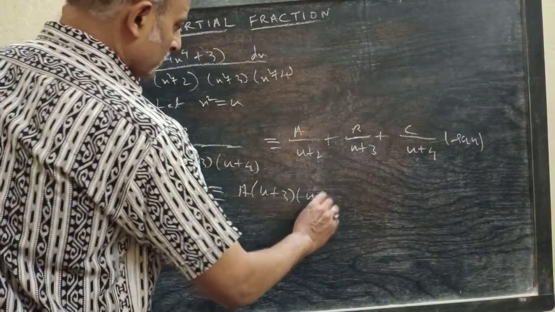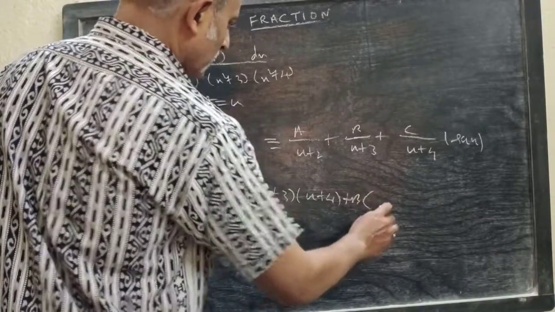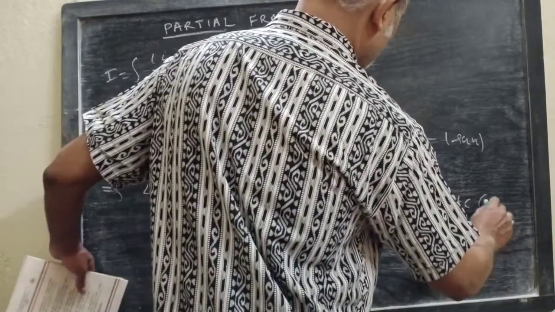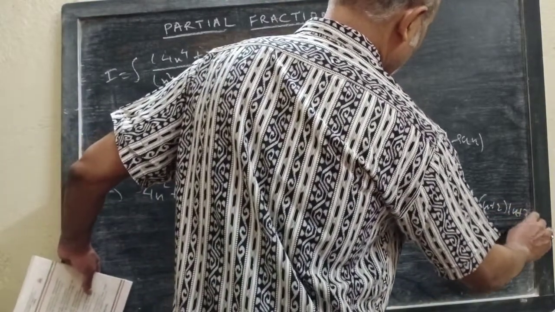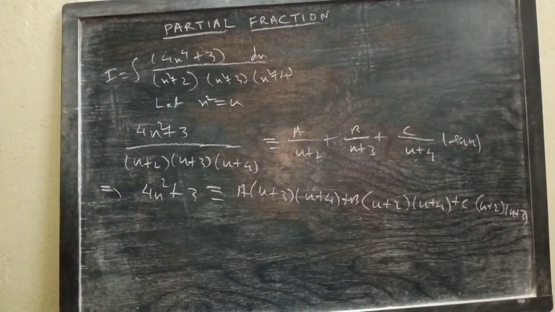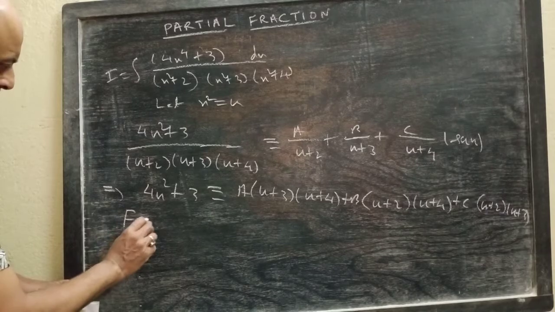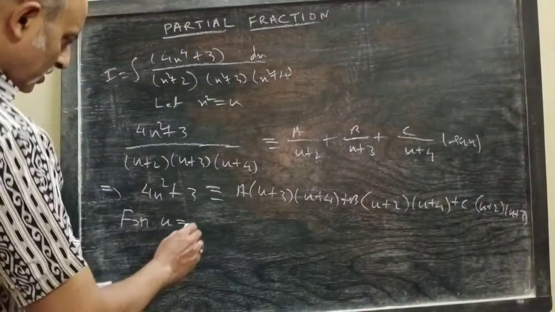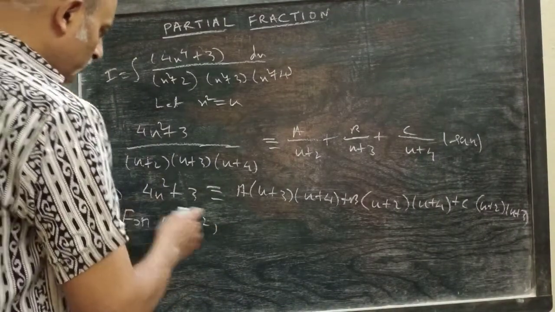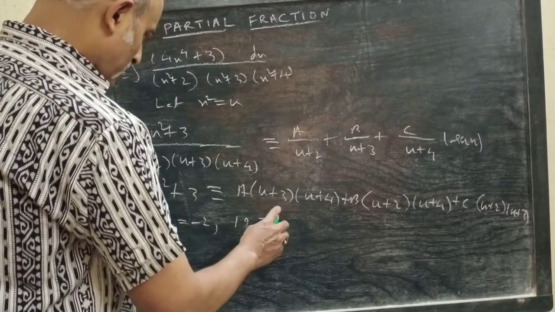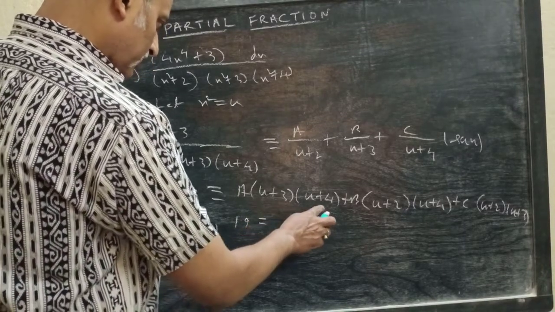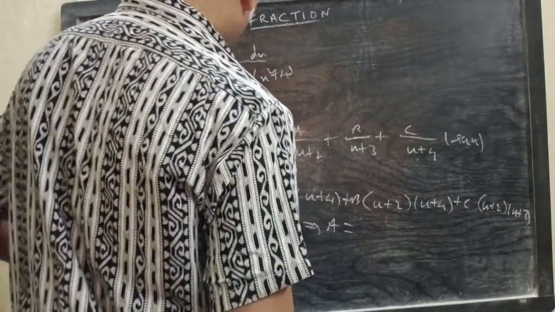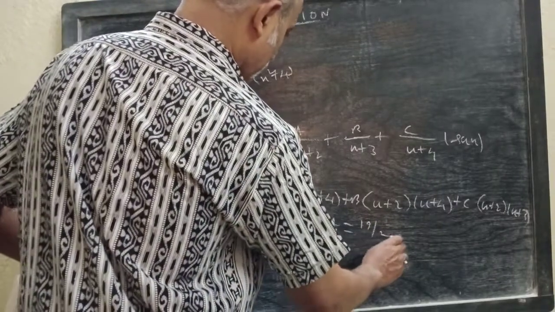(u plus 3) into (u plus 4), plus b into (u plus 2) into (u plus 4), plus c into (u plus 2) into (u plus 3). Now for a, the common factor is u plus 2, so we have to take u equals to minus 2. Minus 2 square is 4, 4 fours are 16, plus 3 is 19, equal to this is 1, this is 2, 2a. So you get a equals to 19 by 2.